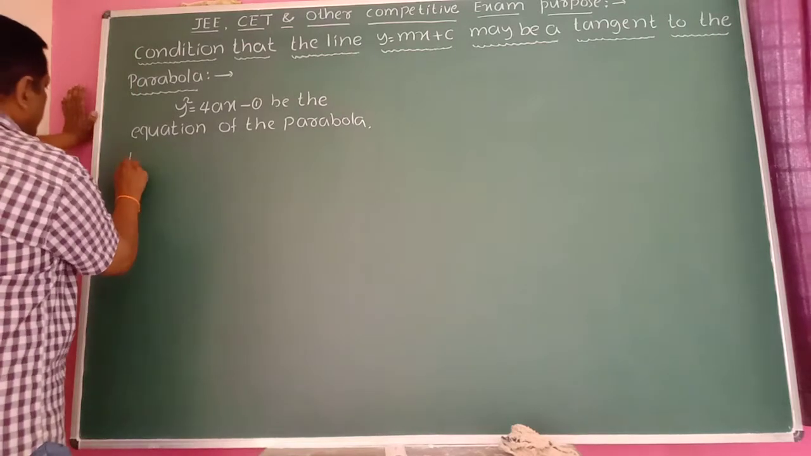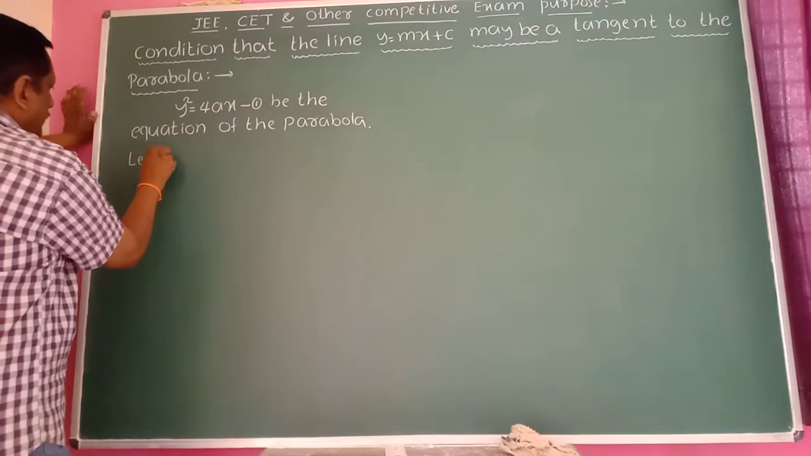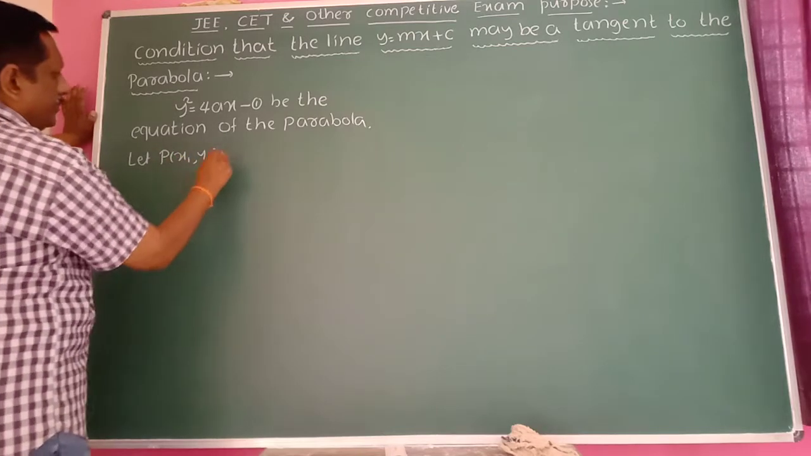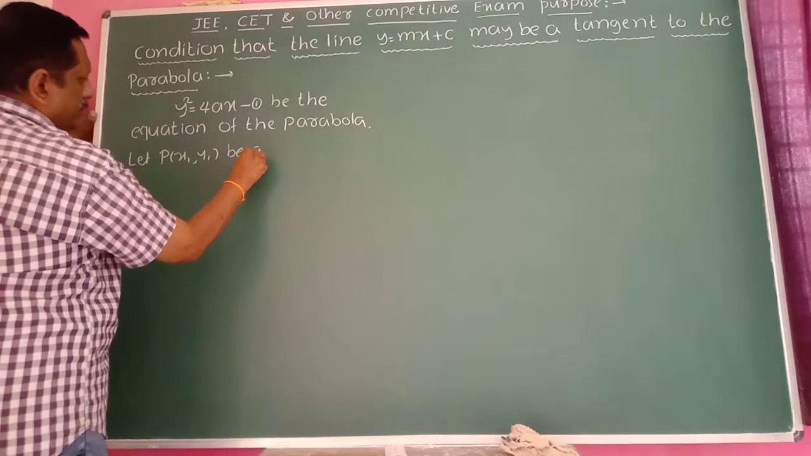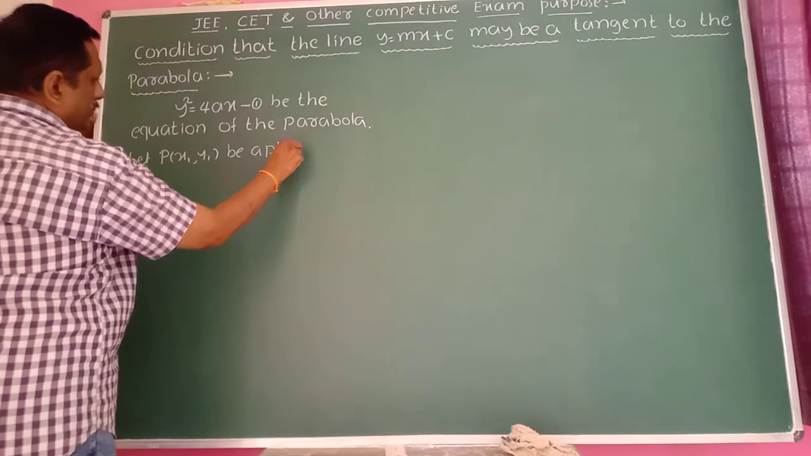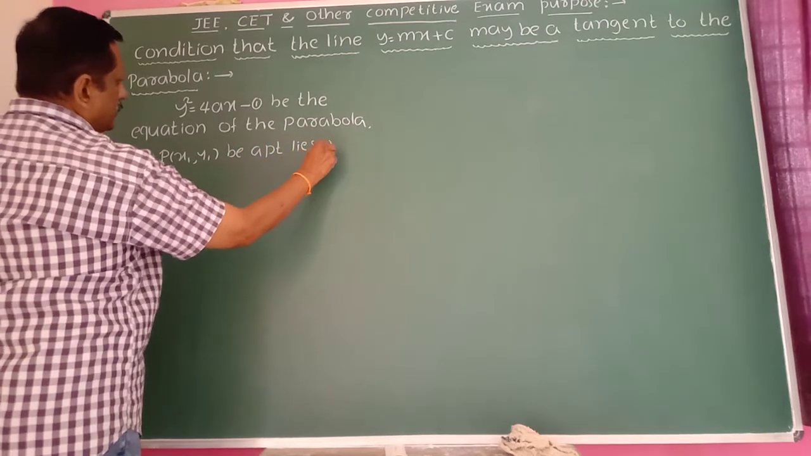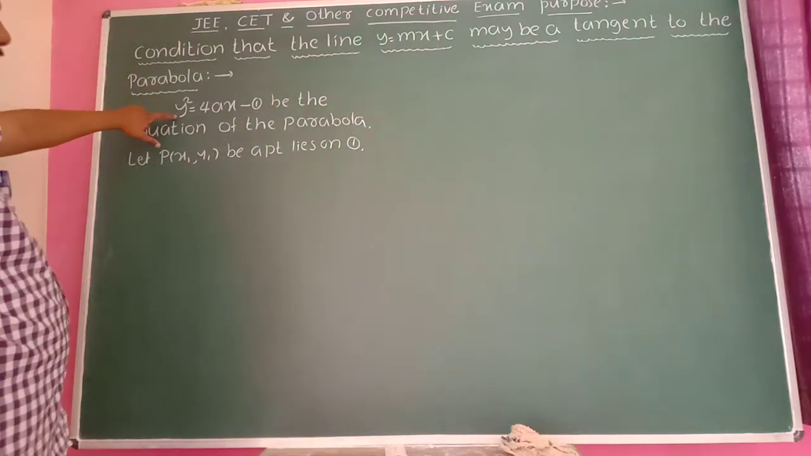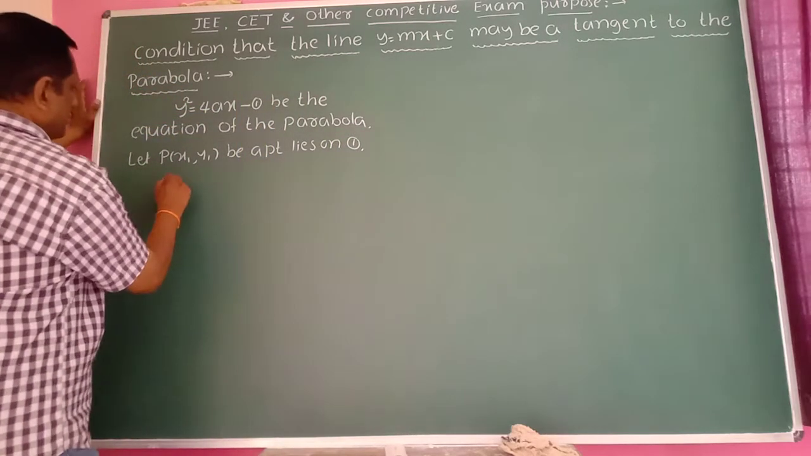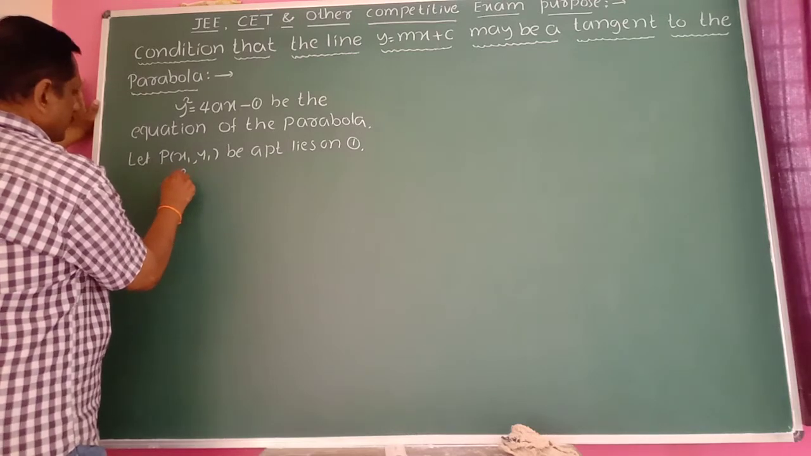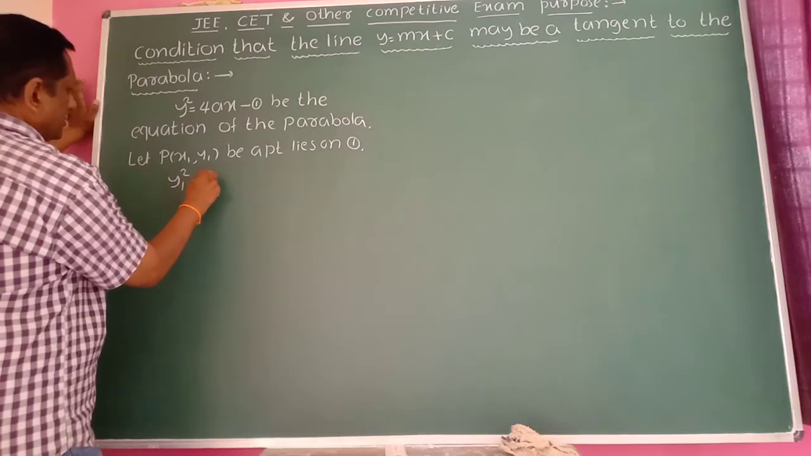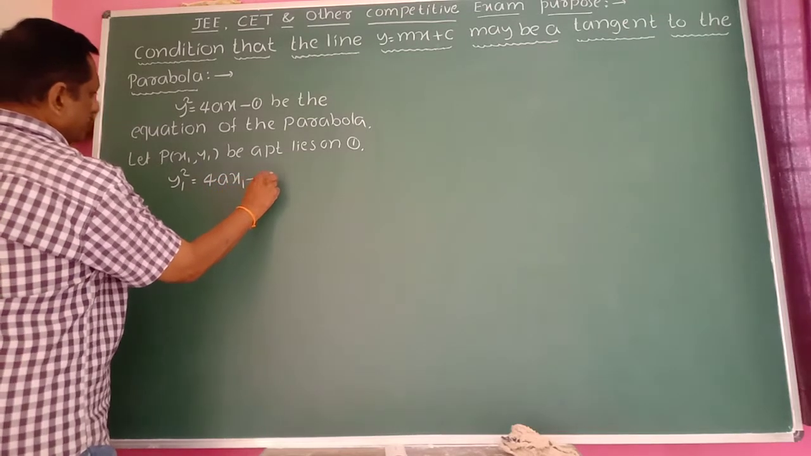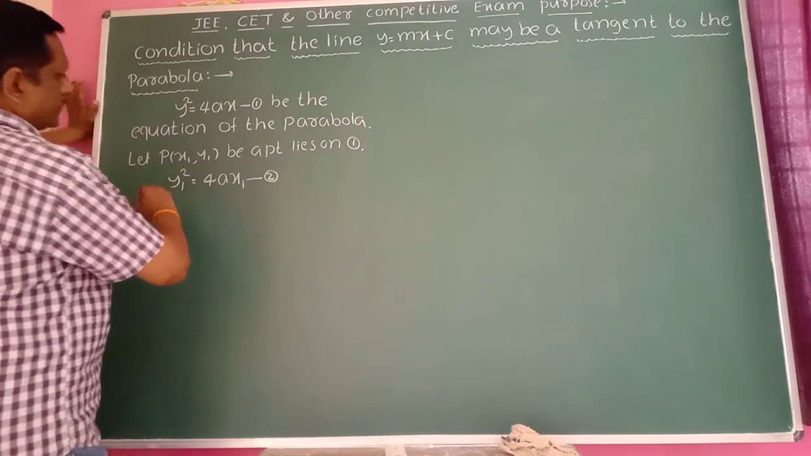So let P (x1, y1) be a point that lies on the parabola 1 here. Therefore replace y by y1 and x by x1. So y1 square is equal to 4a into x1. Take this one as equation number 3.